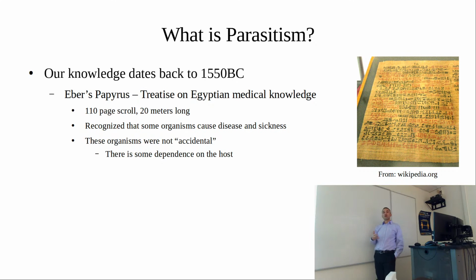Now, they also recognize that apparently there is some dependence on the host, because these organisms weren't being found in some other place. These roundworms, let's say, were only being found in the human gut, or only in some of the animals that they raised for food. So their understanding of parasitism was that you have this cause-effect: the parasite causes the disease, but then you also have some dependence on the host organism itself.